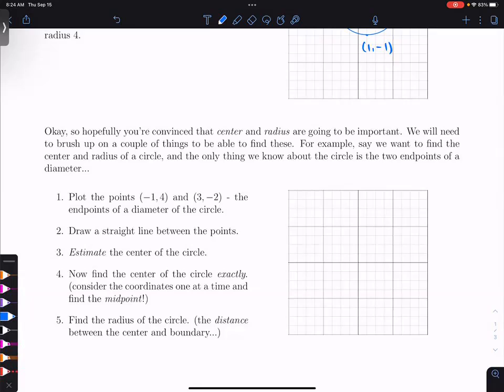I would use some kind of a straight edge to try to do it reasonably precisely, and then see if you can estimate where the center of the circle is. See if you can think through actually finding it, and then finding the radius as well. So I'm going to give you guys 10 minutes or something to work on that in groups and talk about things, and then we'll talk about it all together.